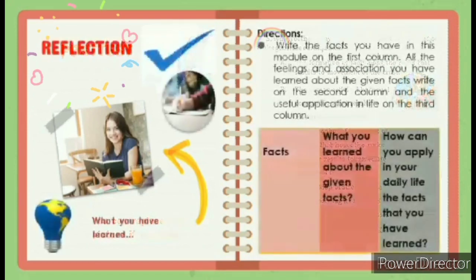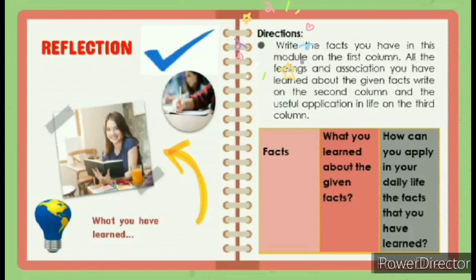Okay, on your reflection, direction: write the facts you have learned in this module in the first column. All the feelings and associations you have about the given facts, write in the second column, and the useful application in life in the third column. Again, you are also to answer this one: what you have learned in this reflection. Number 1, facts, the first column. The second column, what you have learned about the given facts. And the third column, how you can apply in your daily life the facts that you have learned.